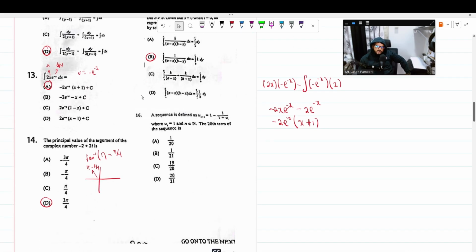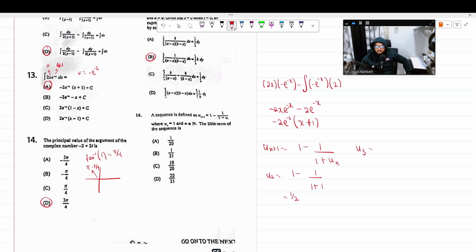A sequence is defined by U sub n plus 1 is 1 minus 1 over 1 plus U sub n. The 20th term of the sequence is, so they say U1 is 1. If U1 is 1, let me get U2. U2 is 1 minus 1 over 1 plus 1. 1 minus a half is a half.